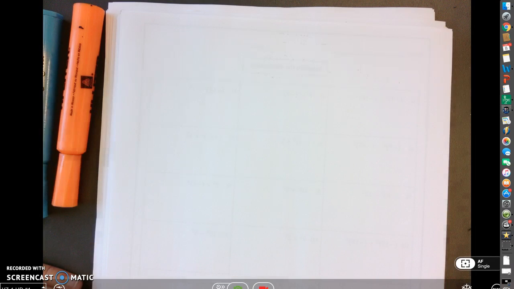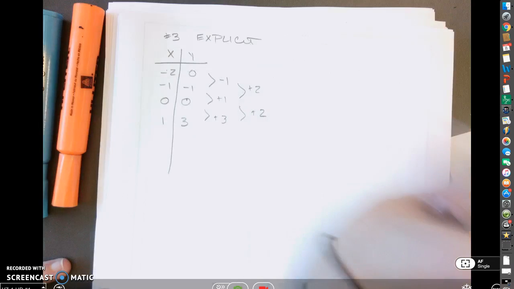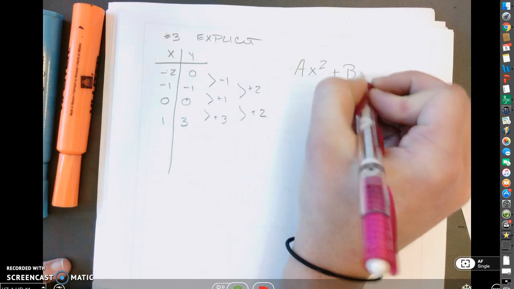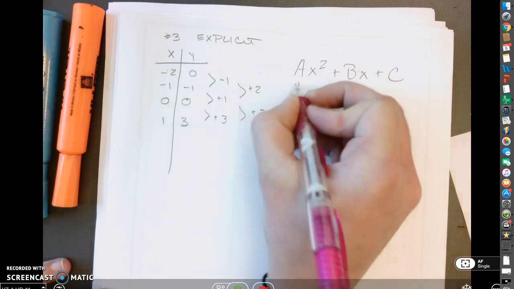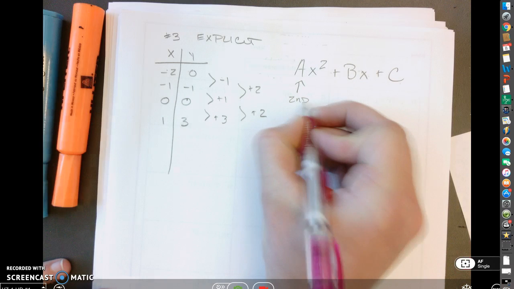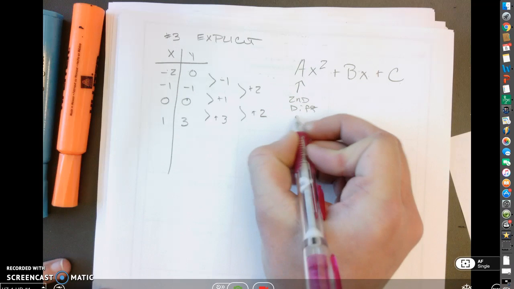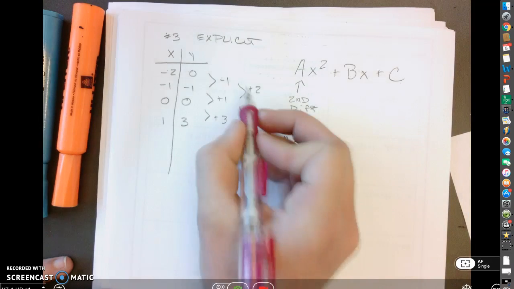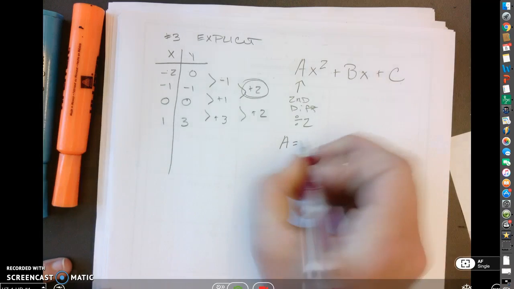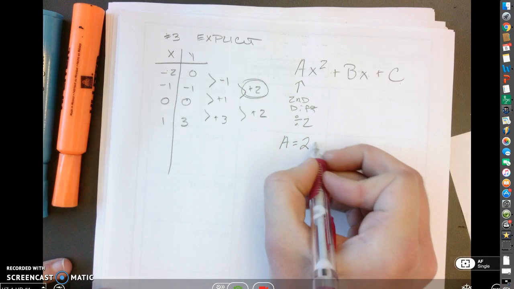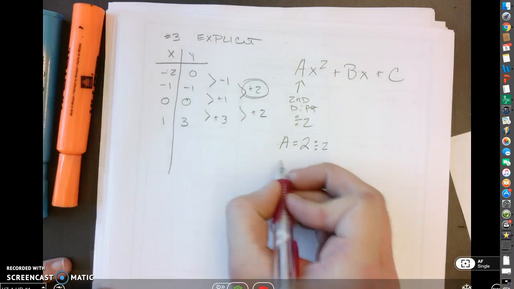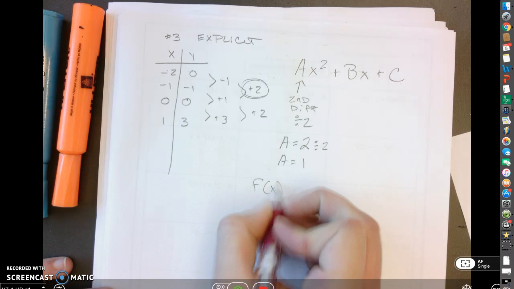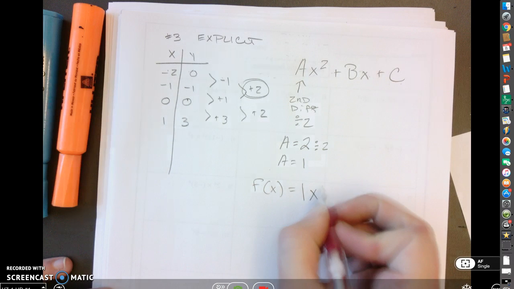Okay, the explicit equation for number 3. All right, so the explicit equation is going to be ax squared plus bx plus c. A is where we start. We take our second difference and we divide it by 2. So let's do that. A equals, our second difference is 2, but then I have to divide it by 2. So a is 1. So my equation is f of x equals 1x squared.